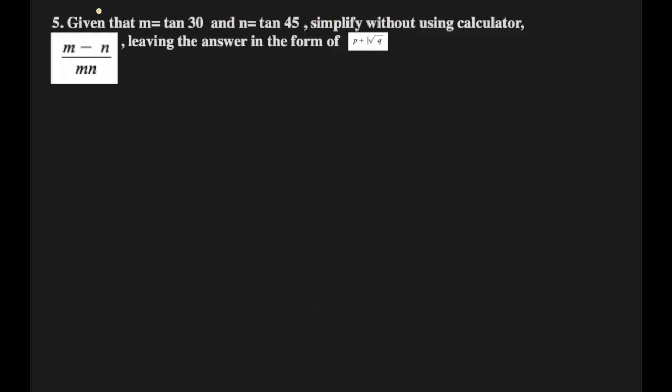Question 5, given that m is tan 30. Tan 30 is actually 1 over square root 3, and n is tan 45 degrees, which is 1. So that's what we can interpret. Simplify without using a calculator m minus n divided by mn, that means 1 over square root 3 minus 1 divided by 1 over square root 3 times 1. And leave your answer in the form p plus square root q.